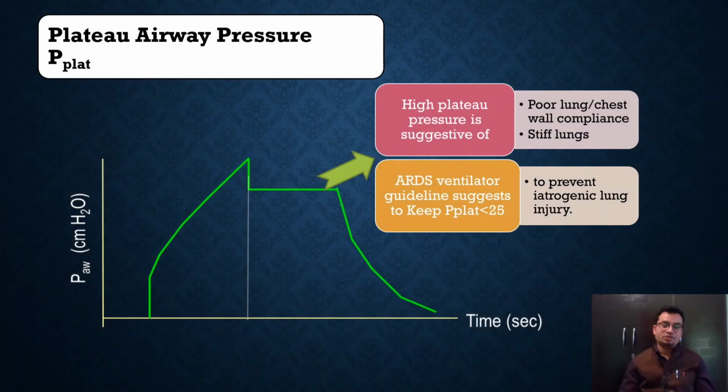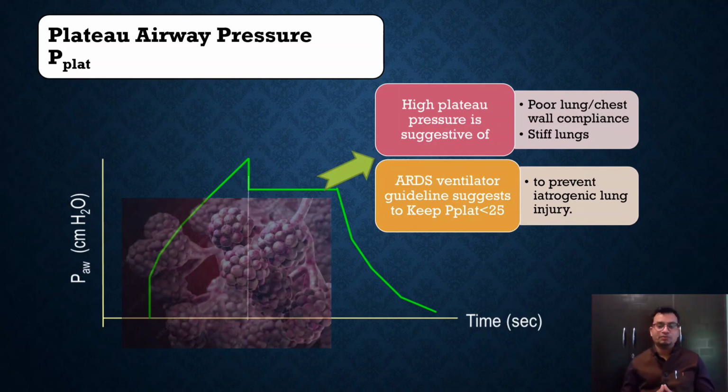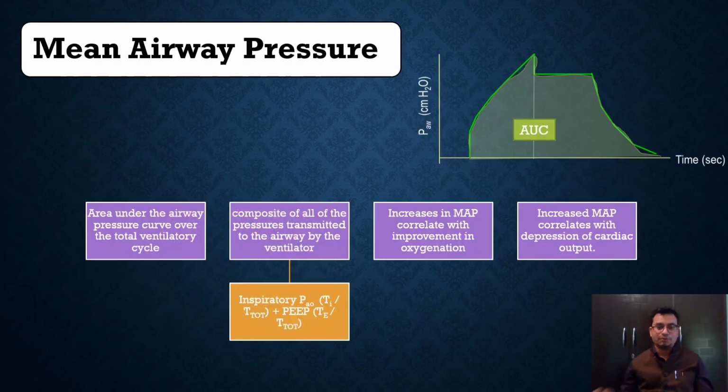Plateau pressure is displayed on ventilator monitoring whenever you put some inspiratory pause from 5 to 15% of total breath cycle. It should be kept below 25 to 30 centimeter to prevent barotrauma or volutrauma. Mean airway pressure is the composite of all the pressures transmitted to the airway by the ventilator, which is basically calculated by the machine using area under airway pressure curve over the total ventilatory cycle.